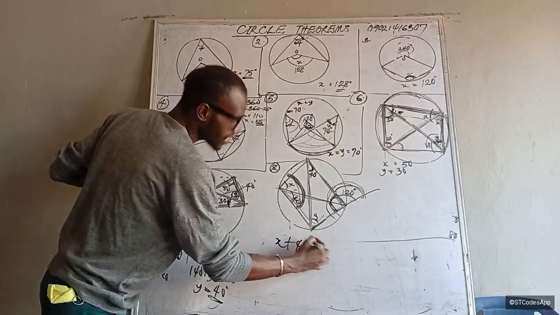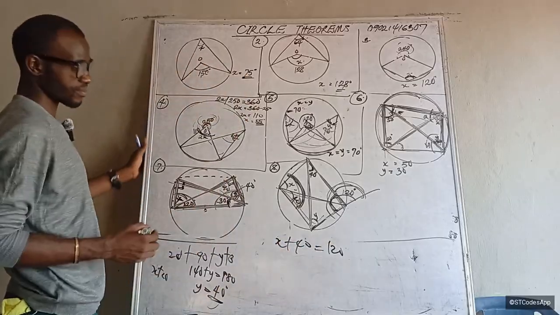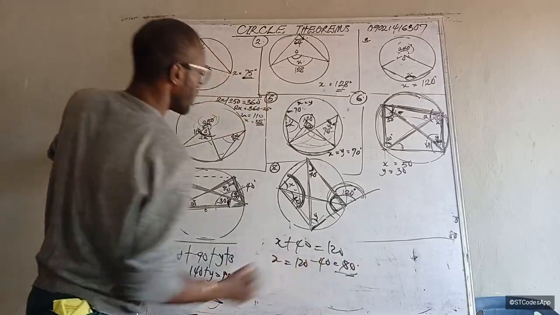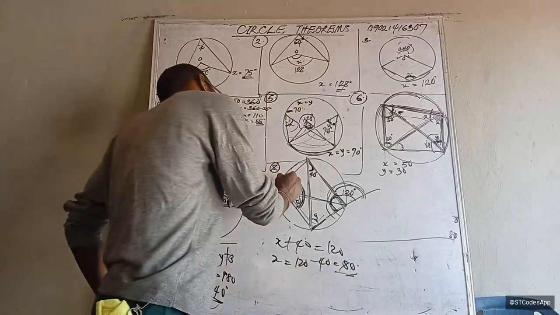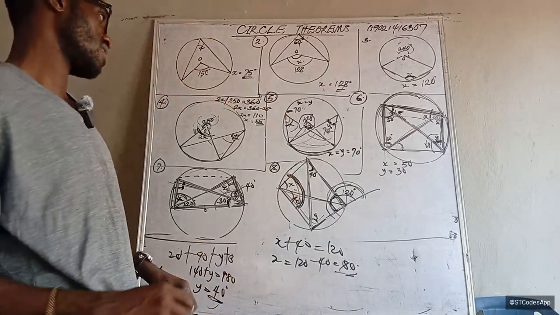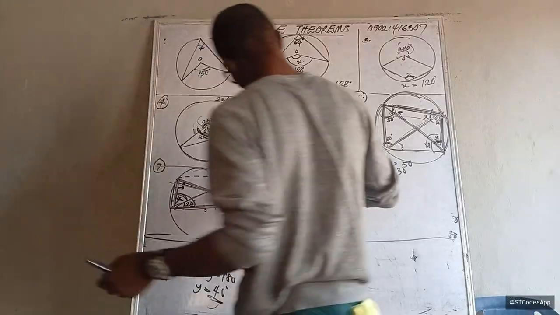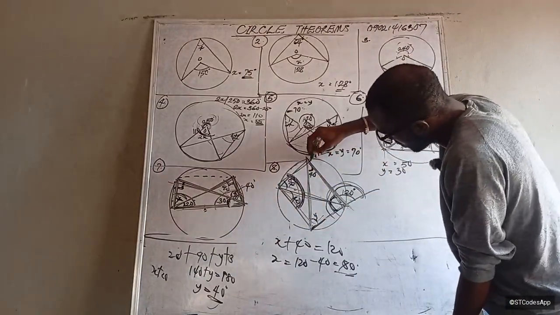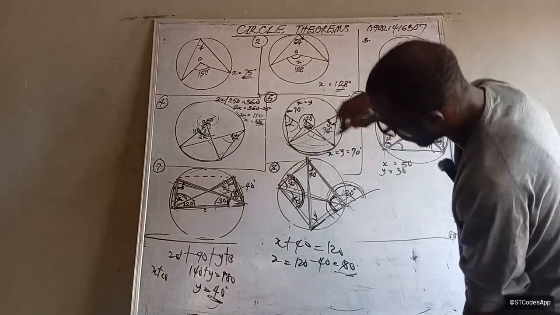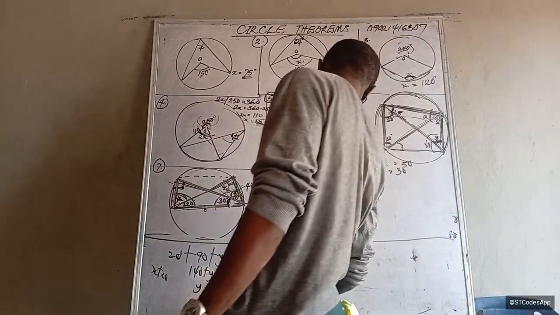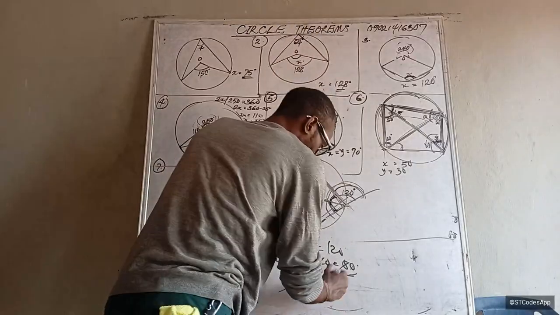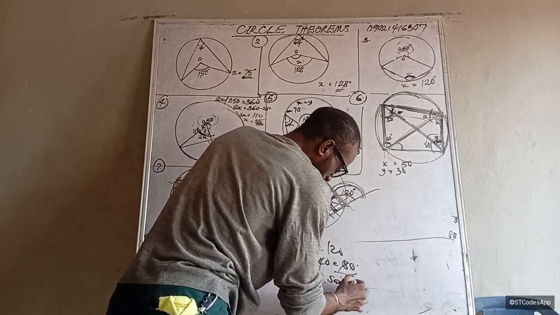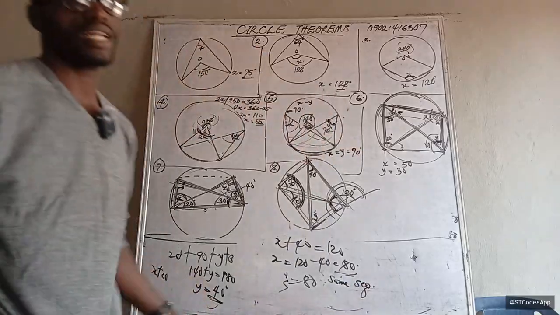x and 40 is equal to 120. So x will equal what? 120 minus 40, which is equal to what? 80 degrees. So x is 80. Let's see if we can use the alternate segment to get it. If this way is 80, then using the same segment, this place too, y must also be 80. So y is also 80. I'm using the same segment. Is that clear?